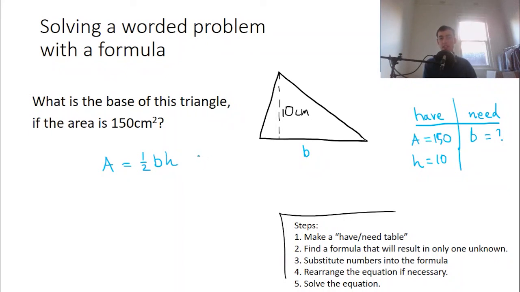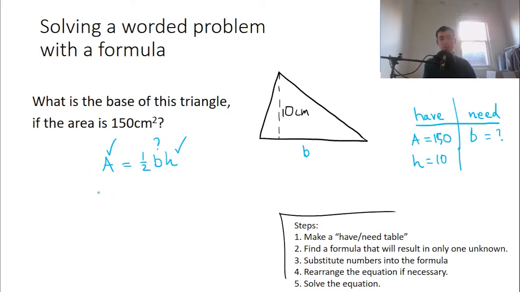And let's just see if it will result in only one unknown. So we've got 3 variables, A, B, and H. We need to know 2 of them, so then we can find the other. So do we know 2 of them? We know A, that's good. And we know H, that's good. So we've only got one thing that we don't know, which is great. That means we'll be able to work out what B is. Okay, now step 3, substitute numbers into the formula.